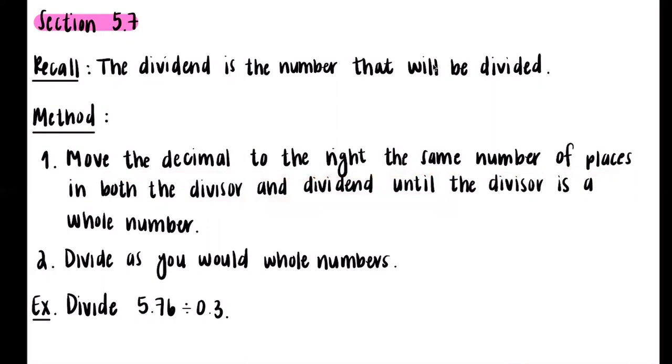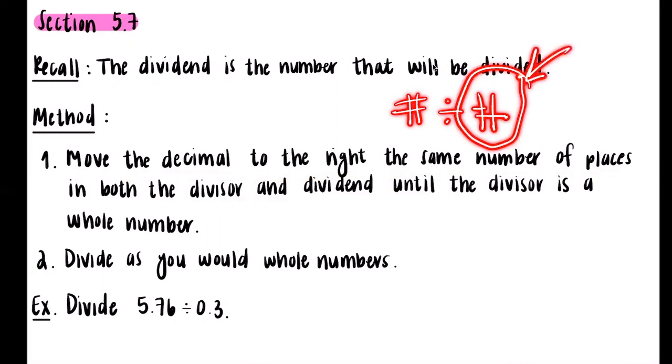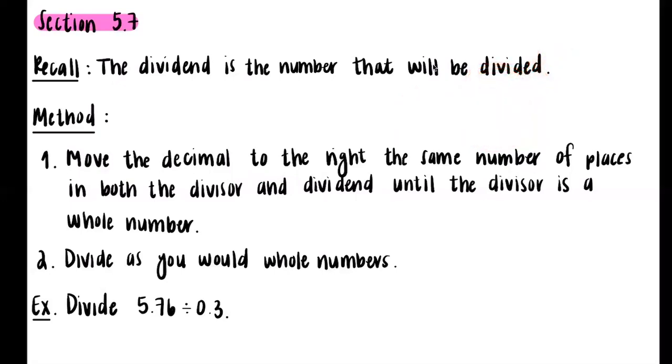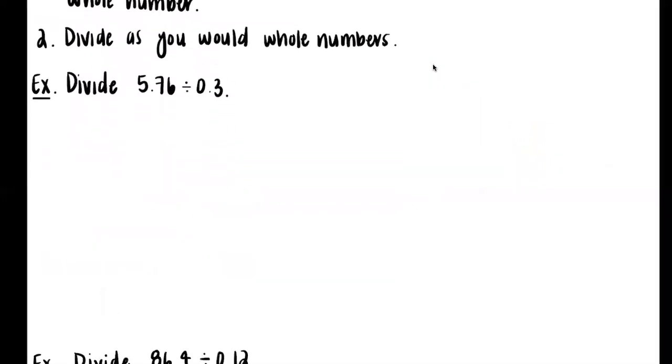If we have a number divided by another number, the divisor, remember the number we're dividing by, this number has to be a whole number. So in order to continue with any division, we have to move however many decimal places are needed for this second number to become a whole number. But whatever you do to the outside, the same has to happen to the inside. So it's both the divisor and the dividend. And then just proceed with long division. So let's see what I'm talking about.